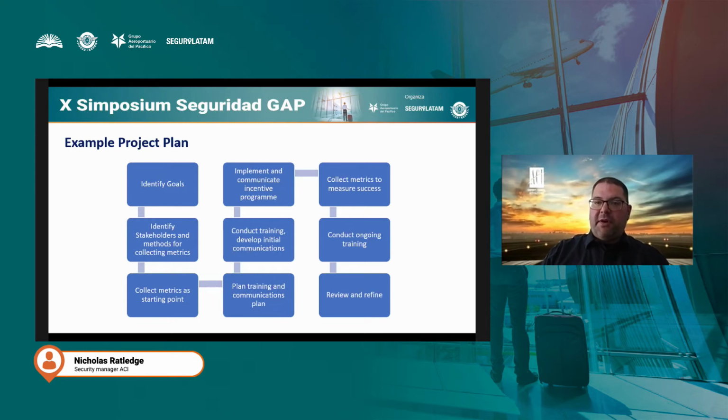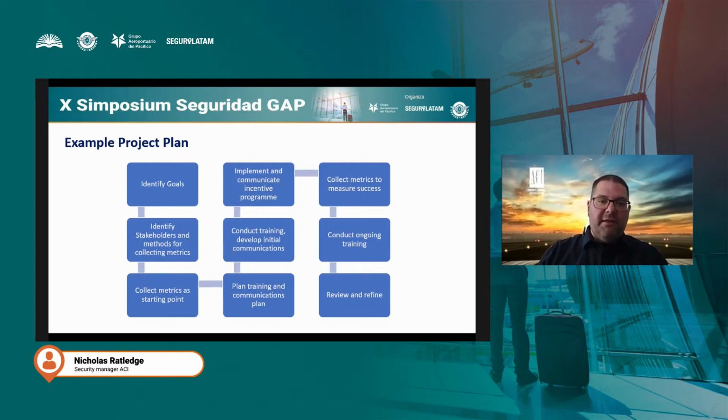The fourth step is creating a project plan with clearly defined timelines, deliverables, and responsibilities. An example of this project plan is being shown right now on this screen. Each step should be broken down into different tasks, assigned a start and end date, and the person responsible for its implementation identified. This will enable the project to be tracked and managed effectively. Looking at the example project plan, you would start by identifying your various goals, making sure you know who the stakeholders are and what methods you want to use, and collecting the different metrics involved. Then you start collecting the metrics as a starting point to understand where your concerns lie.